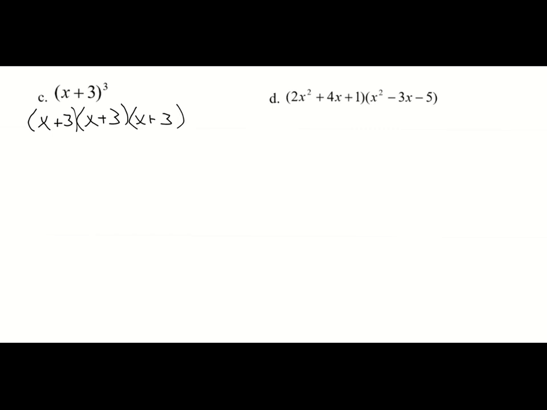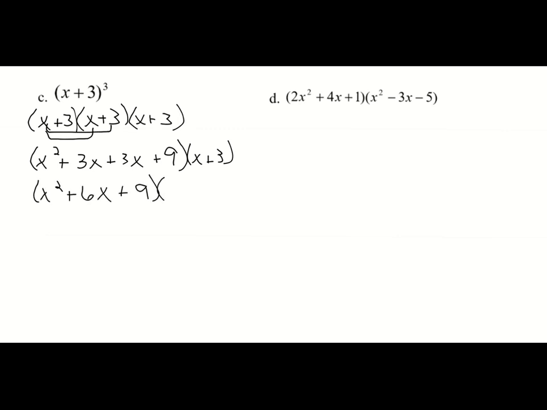So that's what we're going to do. We're going to work on this 2 things at a time. So I'm going to start off, and I'm going to FOIL the first 2 expressions. So x plus 3 times x plus 3. I'm going to put it in parentheses, though, so I know I need to continue. So it's going to give me x squared plus 3x plus 3x plus 9 times x plus 3. But what I'm going to do is combine like terms in the middle. So I'm going to have x squared plus 6x plus 9 times x plus 3.